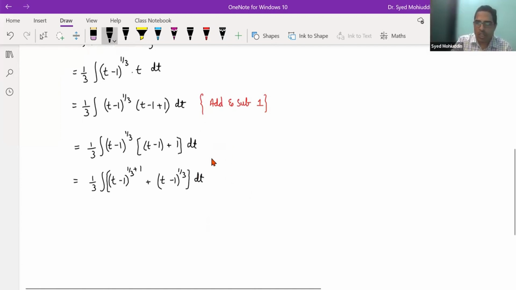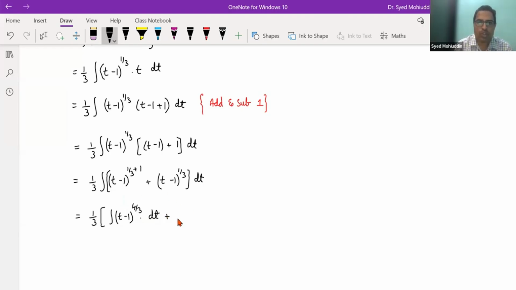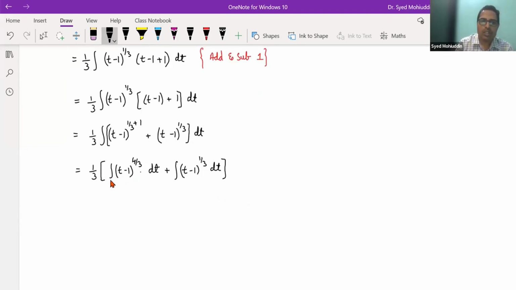Since we have two terms here, let us apply the integral separately for each of the terms. So it is 1 by 3. I am applying the integral for the first term: integral of t minus 1 to the power of 1 by 3 plus 1, into dt, multiplied inside. This first integral is separate, plus, go for the second integral: integral of t minus 1 whole power of 1 by 3 times dt. So close the bracket. Now I need to integrate this one. The question is how to integrate.